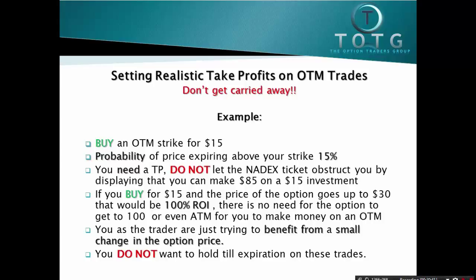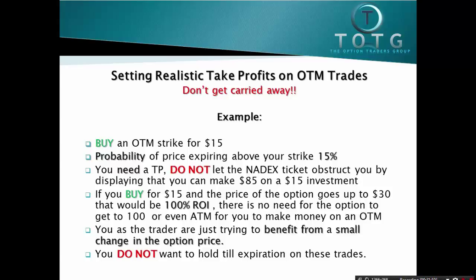Okay, so you do not want to let the Nadex ticket obstruct you by displaying that you can make $85 on a $15 investment. When you pull up a Nadex ticket, on the bottom of the ticket, it tells you you can make $85 and you're only risking 15. Well, people get this warm, fuzzy feeling and say, wow, I'm not risking hardly anything to make that money. They don't keep in mind that the percentage of that happening is only 15%, which is not very good. So the take profit is essential.